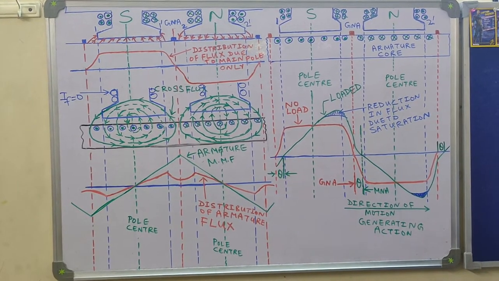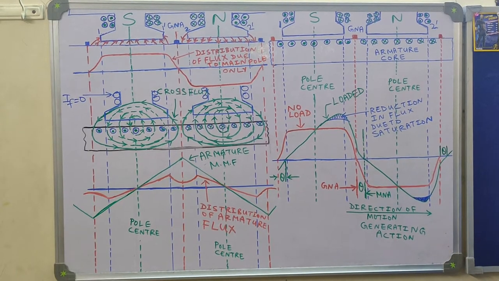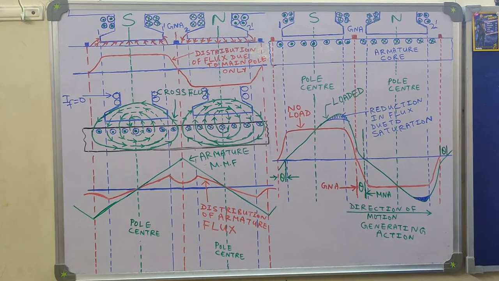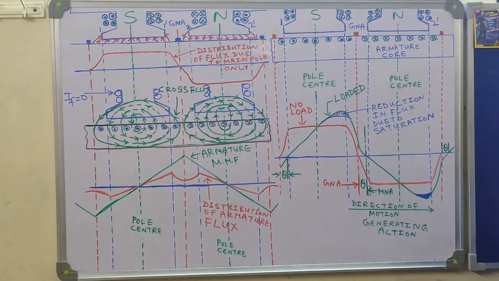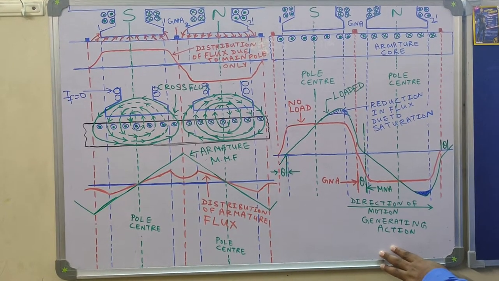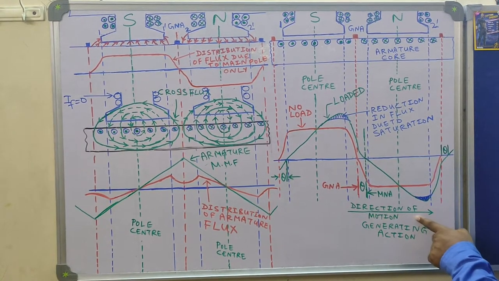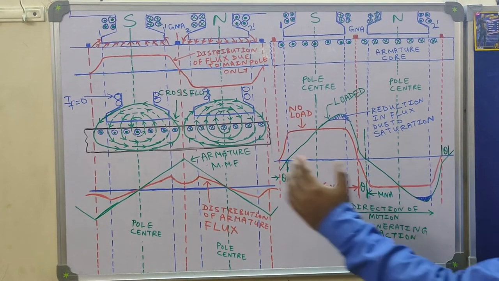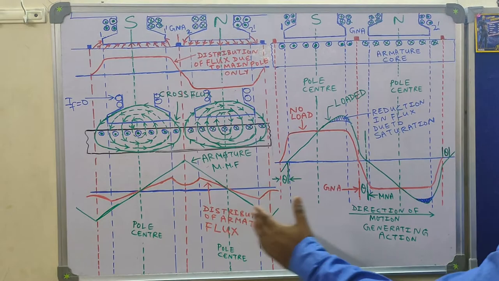Okay, allow me to proceed with the steps needed to find the nature of flux distribution in the air gap at loaded condition for a DC machine. For that purpose I am assuming generating action, and further I am assuming that the armature core is moving in the direction shown by the arrow. That means the armature core moves from left to right.